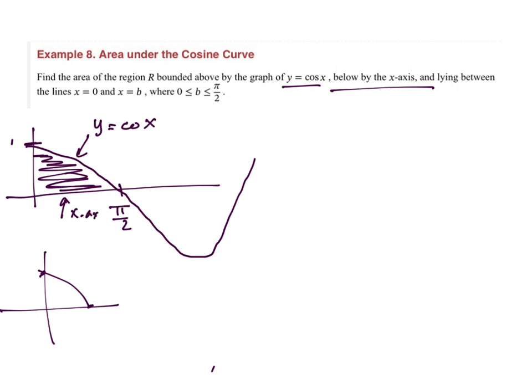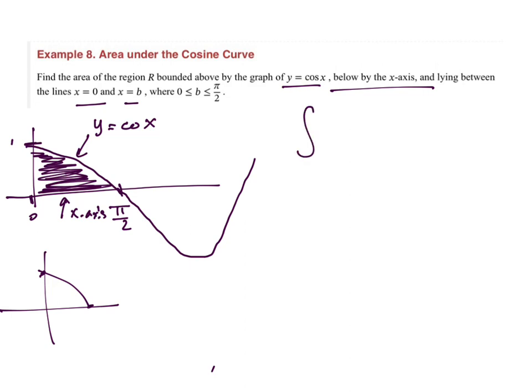I thought it said it was below the x-axis. Right, so that's kind of a reading thing. And then lying between 0 and pi over 2. We want to find the area of the region, and it says lying actually between 0 and b, where b is any value between 0 and pi over 2. So for any value from 0 to b, we want to write the integral statement. We don't know what b is.